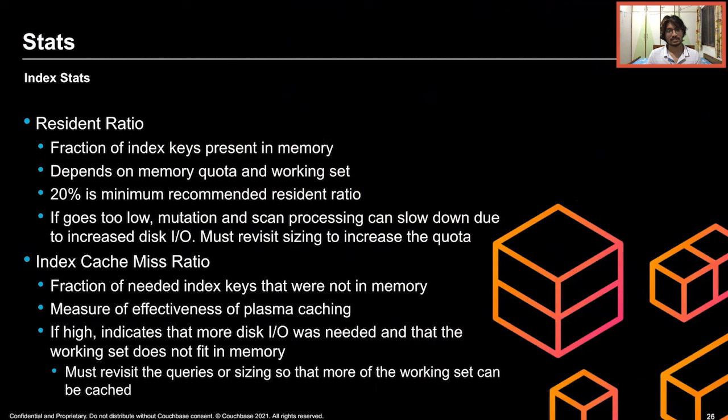The next stat is the index cache miss ratio. It's the fraction of needed index keys that were not in memory. It is a measure of the effectiveness of Plasma's caching. If high, it indicates that more disk I/O was needed and that the working set does not fit in memory. To make this better, you must revisit the queries and sizing so that more of the working set can be cached.